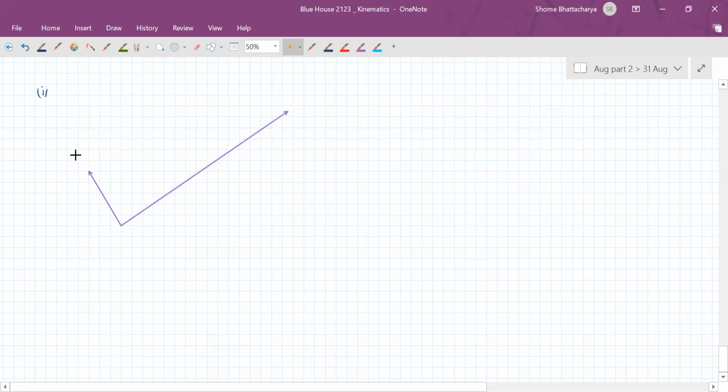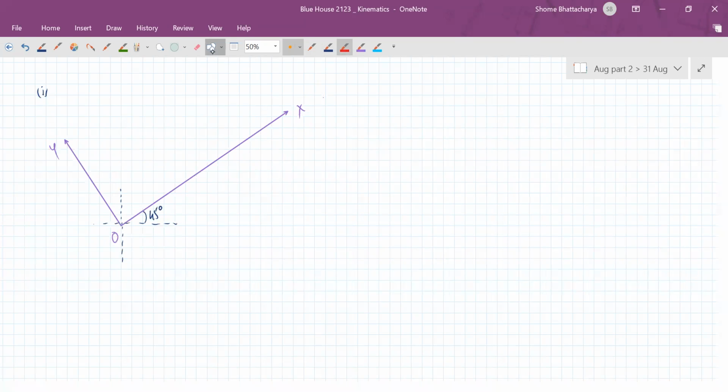So I'm taking X and Y axis like this in the first part. You can see that with respect to the horizontal and vertical, this angle is 45 degrees. Okay. And my initial velocity vector from where I projected is something like this.